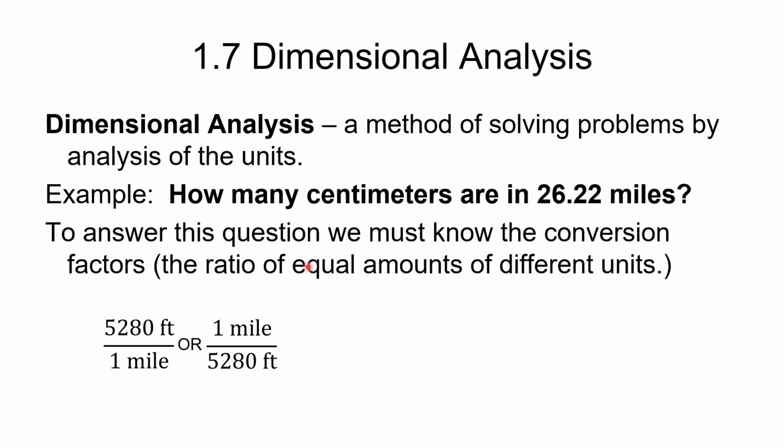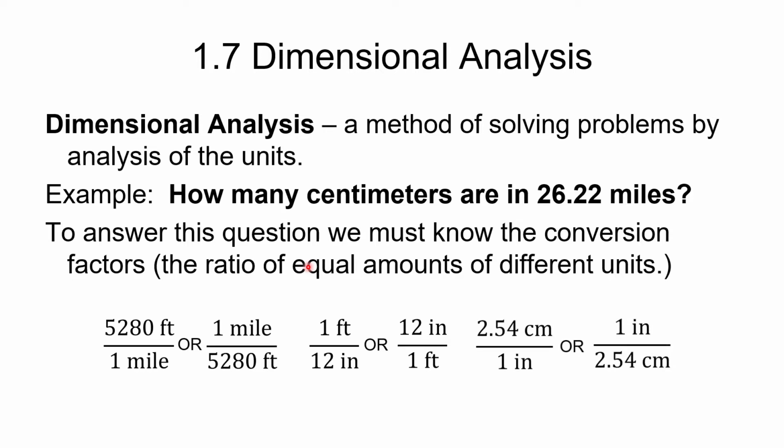Well, we know that there are 12 inches in a foot, so our two possible conversions there are 1 foot over 12 inches or 12 inches over 1 foot. And then finally, we know that 1 inch is equal to 2.54 centimeters, and that is an exact value. There's kind of an interesting story behind that, but I will save that for some other time. If you ever happen to drop by my office, I'll be glad to go over that. But 2.54 centimeters over 1 inch, or 1 inch over 2.54 centimeters. Okay, so now we've got that.